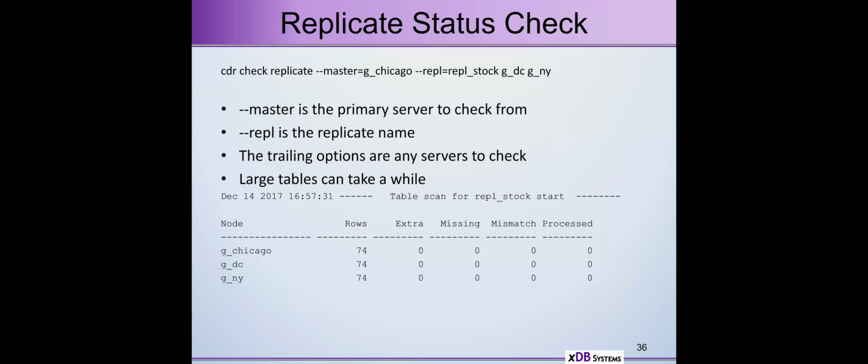So if you want to check your status and check the replicate to make sure your data is correct, there's CDR check replicate or CDR check REPL, where you give it the initial system, the master, this is the system that should be the accurate version, and then you give it the REPL name. There's a lot of different commands you can give to this, but it'll actually show you the number of rows, the number that mismatch, the number that are missing, etc. And if you do a repair, it'll show the number processed.